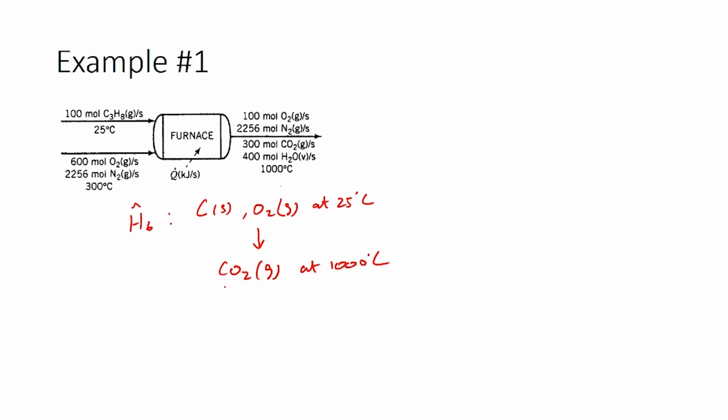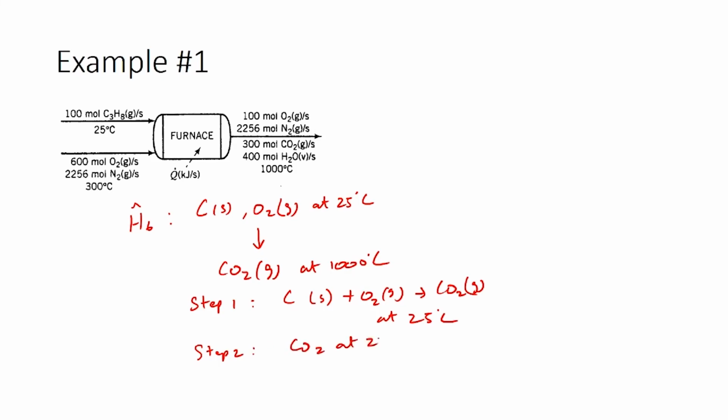In heat of formation, the standard heat of formation can be obtained for carbon dioxide being produced from carbon solid and oxygen gas at 25 degrees Celsius. So, this process actually has two steps, where step 1 is carbon solid plus oxygen gas forms carbon dioxide gas, where all are at 25 degrees Celsius. So, this is the first step. Step 2 is where CO2 at 25 degrees Celsius is heated to CO2 at 1000 degrees Celsius.